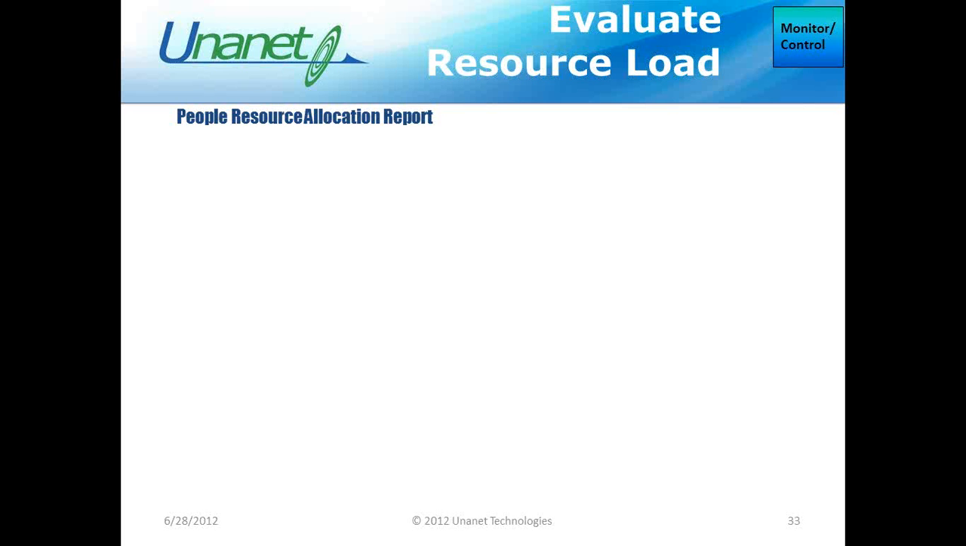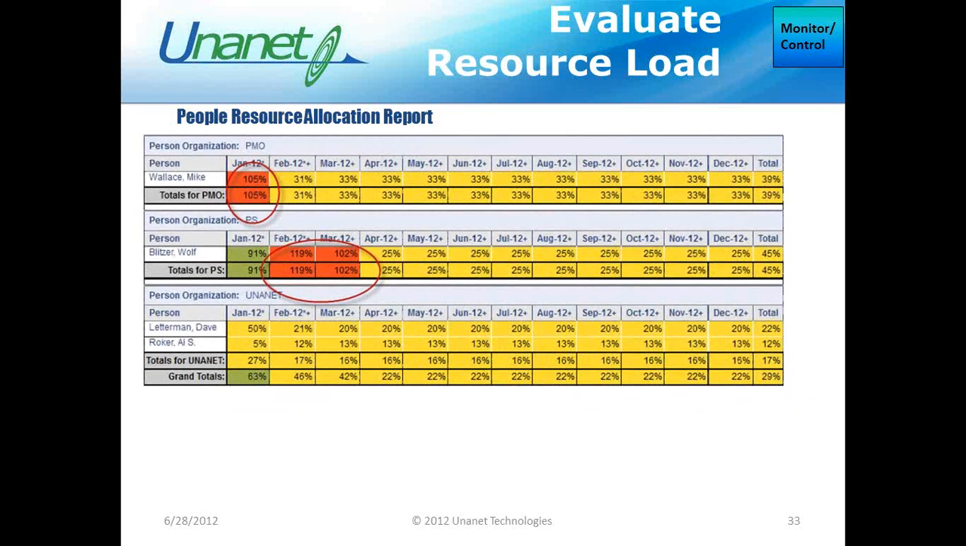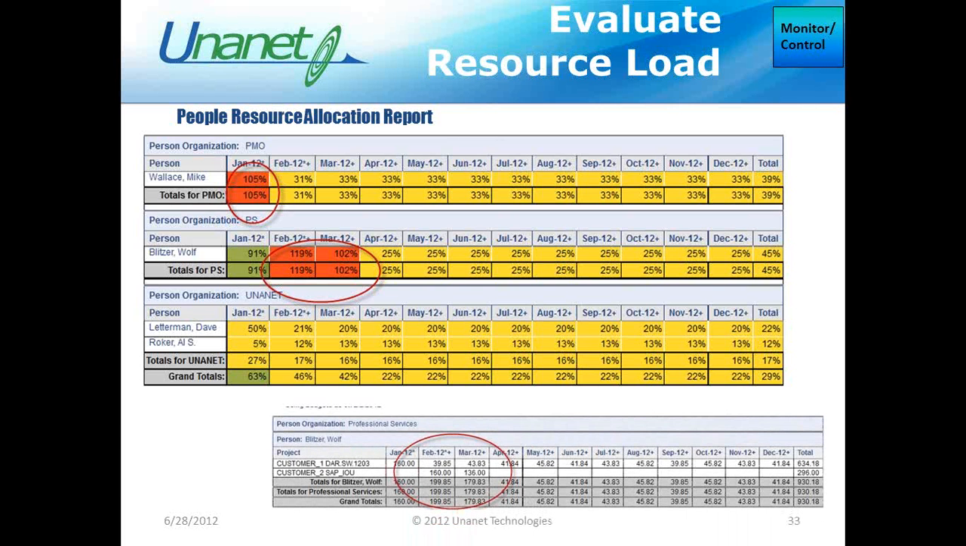Revisiting the People Resource Allocation Report with actuals to date and budgets through the duration of the project, you can check your employees that are overutilized or underutilized. Wolf Blitzer seems to be overextended and he needs relief. Drilling in on his name, we can determine which projects he's assigned to and the budget of hours he's assigned to work.